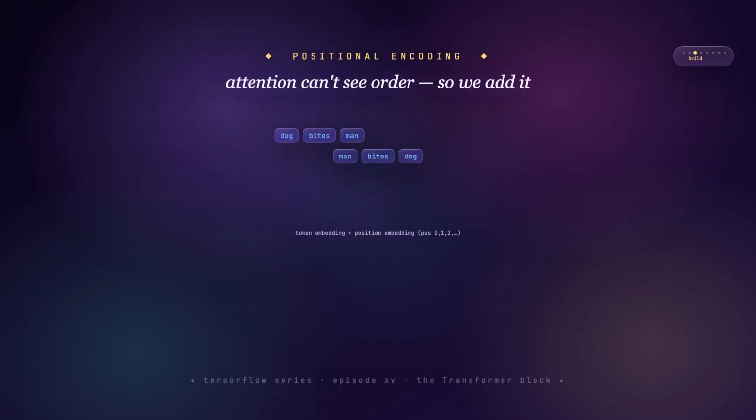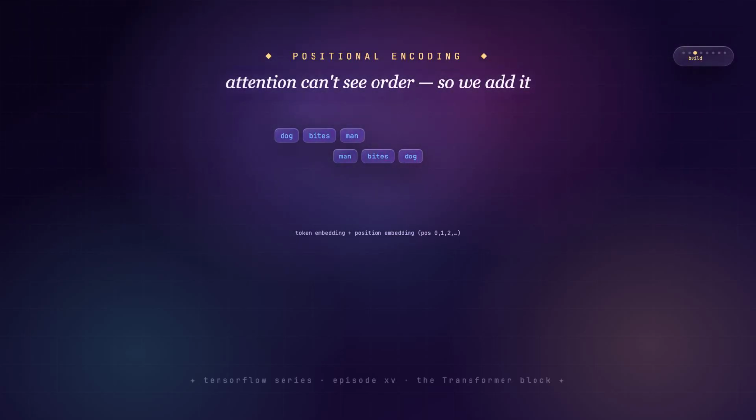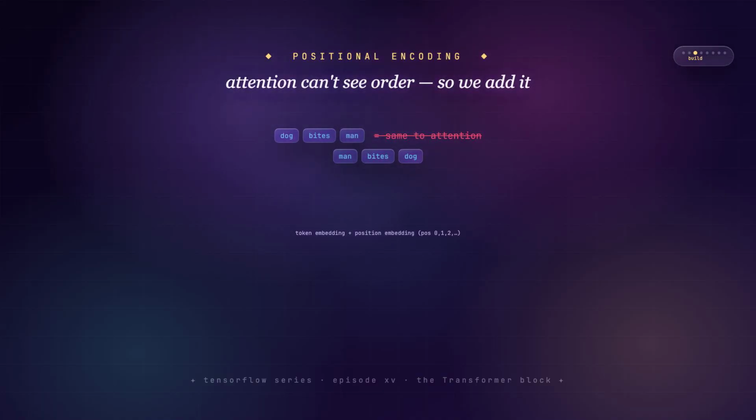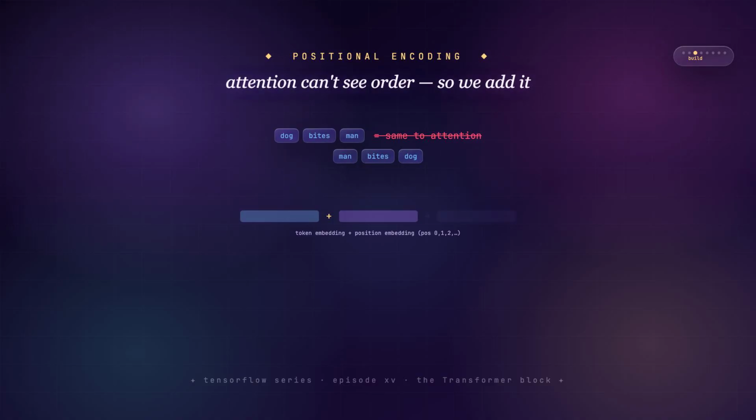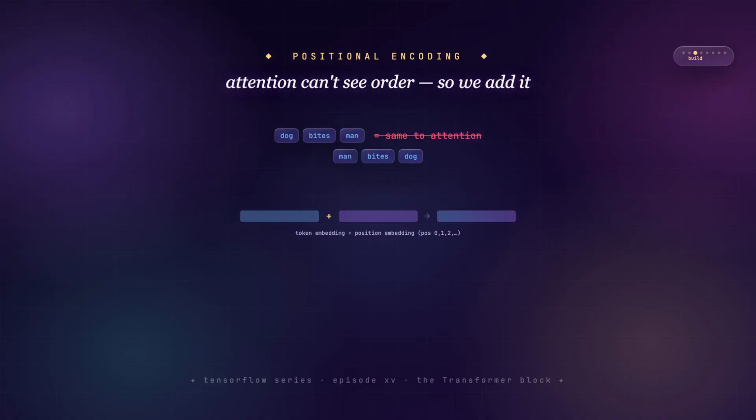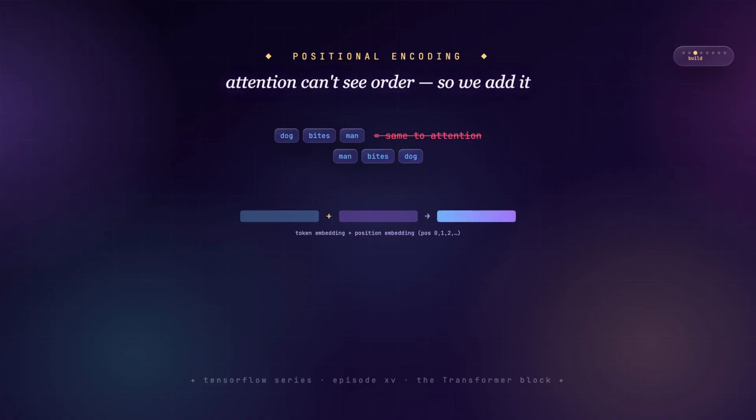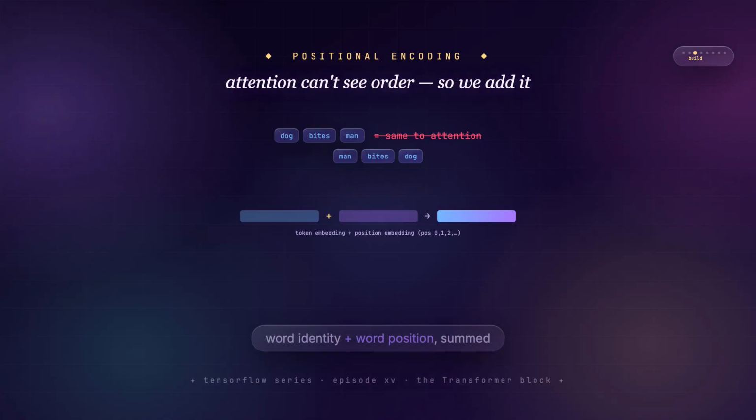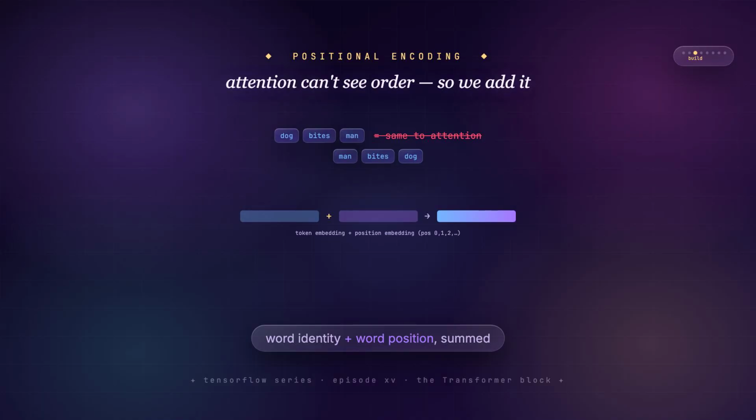But attention has a blind spot. It treats the sentence as a bag of words. It has no idea which word came first. Dog bites man and man bites dog look identical to raw attention. So before anything else, we add position information to each word. We literally add a "this is position 5" vector on top of the word's embedding. Now order is baked in.